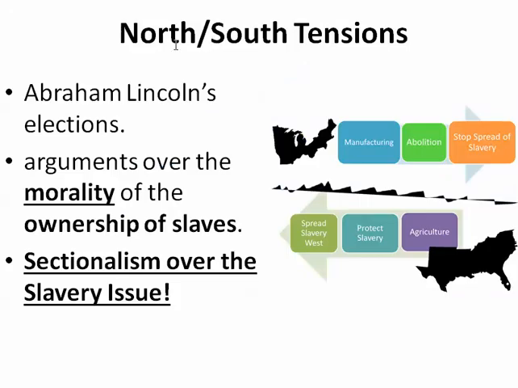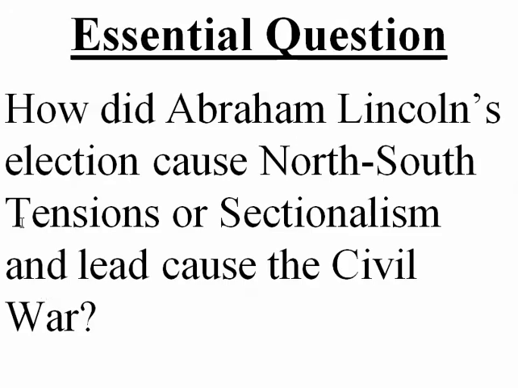Like the others, it's going to create north-south tensions when Abraham Lincoln is elected to office in 1860. The South had arguments over the ownership of slaves and sectionalism over Abraham Lincoln being elected. So our essential question is, how did Abraham Lincoln's election cause north-south tensions or sectionalism and become a cause of the Civil War?